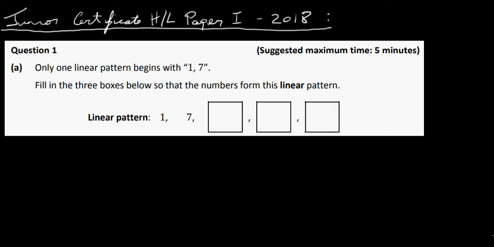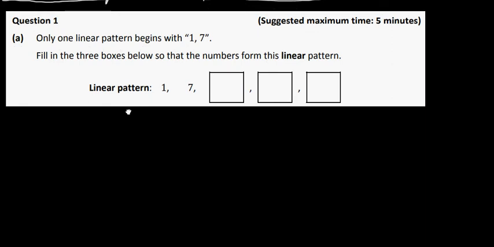Right, so in this video I'm going to have a look at the Junior Certificate Higher Level Paper 1 for 2018, and I'm just going to have a look at question 1. This is a number patterns type of question, and part A just asks us to look at this particular pattern here that starts with 1 and 7, and it says that only one linear pattern begins with 1 and 7, and we're asked to fill in the three boxes below so that the numbers form this linear pattern.